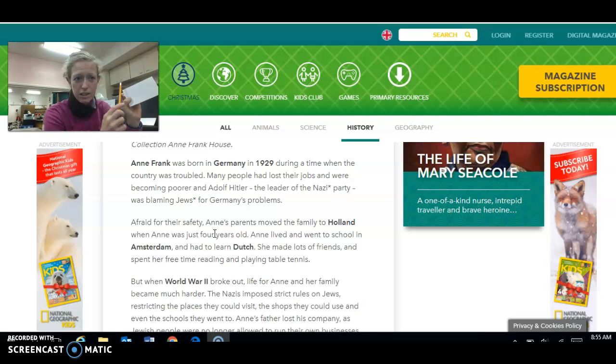Don't forget, write the title of the website and the webpage on the back. I'm going to say natgeokids.com and, what do you say, Life of Anne Frank? Yeah, Life of Anne Frank. Okay, there we go, front and back. I already have 2 note cards.